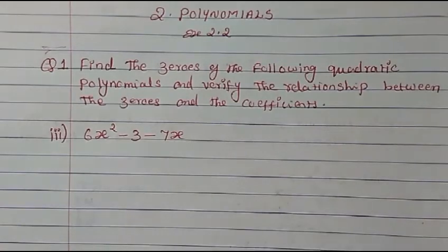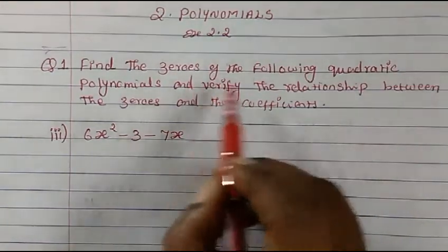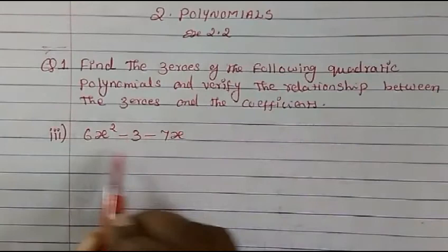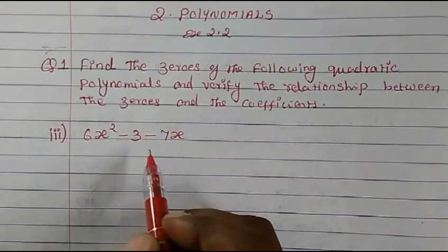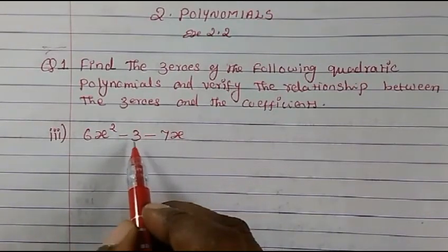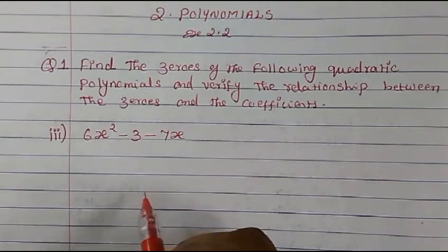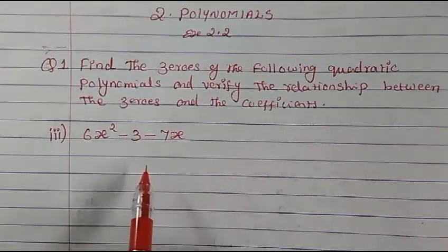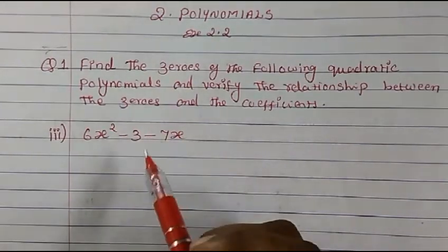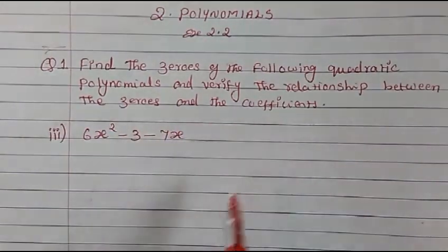So first of all, we have to find the zeros of the polynomial. To find the zeros of the polynomial, I have already taught you that you have to split the middle term and get the two factors of this polynomial, which are the zeros of the polynomial. Then we have to verify with the coefficients.